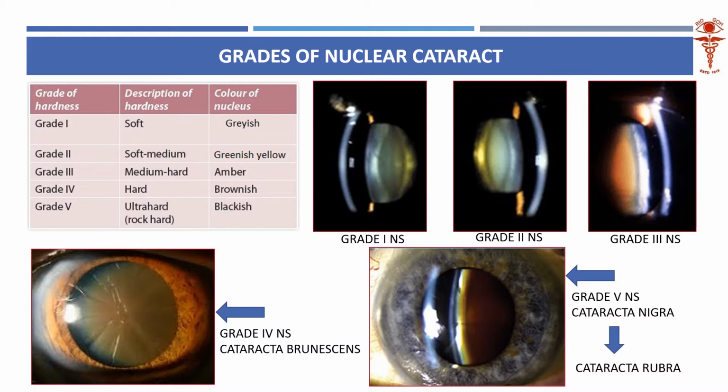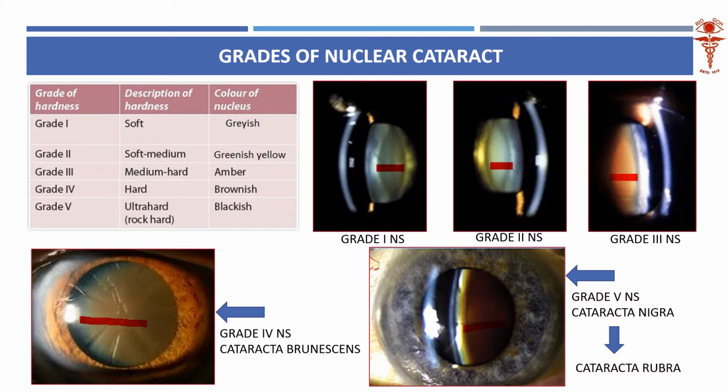These images are nicely seen here, and you can see the nucleus turning cataractous. Can you see? They are called grades. NS1, then NS2, then NS3. This is NS1. NS1 is very faint. NS2 is a bit harder. NS3 is still harder. NS4 is almost black or brown. NS5 is real black or brown. It is called cataracta nigra or cataracta rubra.